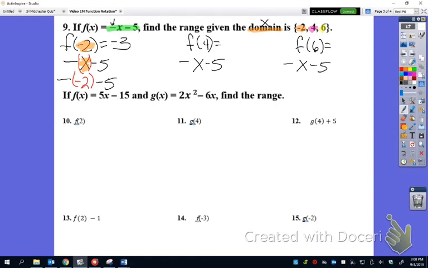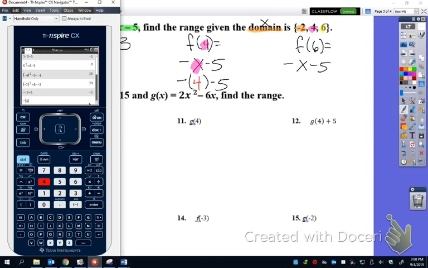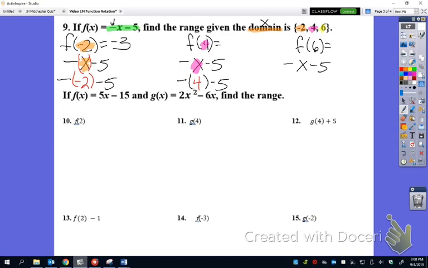That's my answer. On the second one, wherever I see x, I'm going to plug in a 4. So again, I bring down the negative, and then I have to put parentheses, and in the parentheses is my 4. And then I bring down the minus 5. Make sure that you put it in exactly like it looks. And you get negative 9.